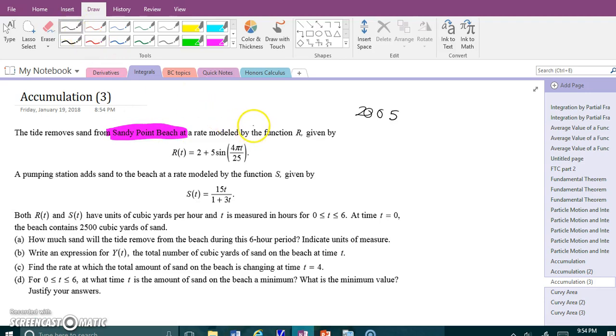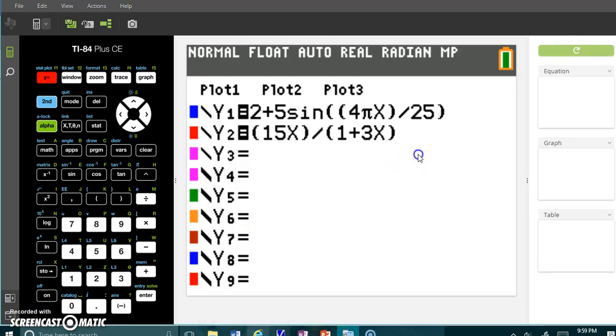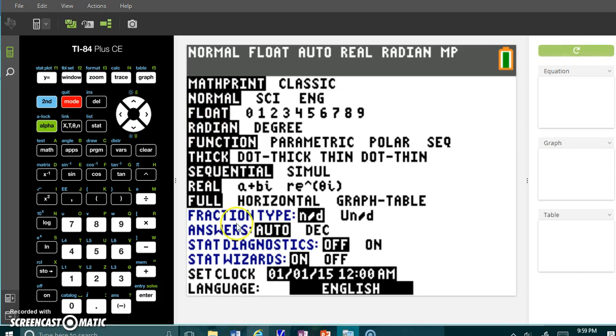So here I have a beach, and the tide is removing sand, and at the same time there's a station that's pumping sand onto the beach, I guess to prevent the beach from losing too much sand here. So right away I'm going to say, all right, there's my Y1, there's my Y2, and I'm going to type them into my calculator before I even do anything else. Here's what my calculator looks like after I've typed everything in. Make sure that your mode is radian mode as always.